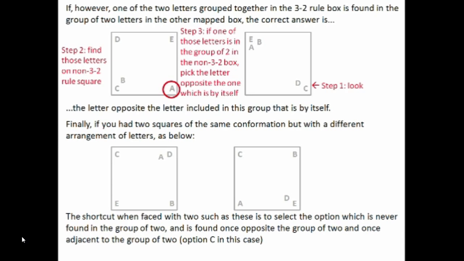But if they are different, then the correct answer, or the correct letter, is the one which is never found in the group of 2 in either box, so not A or D or E, and is found once opposite the group of 2 and once adjacent to the group of 2. So in this question, we could rule out A, D, and E immediately, but then in terms of B and C, which is still possible, look at B first of all, which is found adjacent to the group of 2 and 1, and adjacent to the group of 2 and another. So that doesn't fit this shortcut. However, C is opposite to the group of 2 and 1, and adjacent to in the other, so C would be correct.